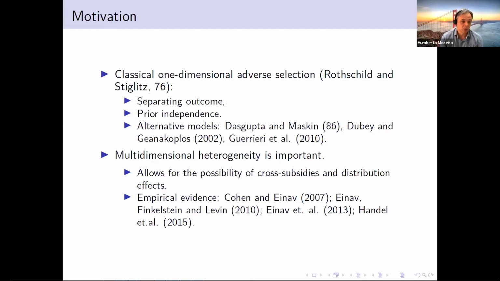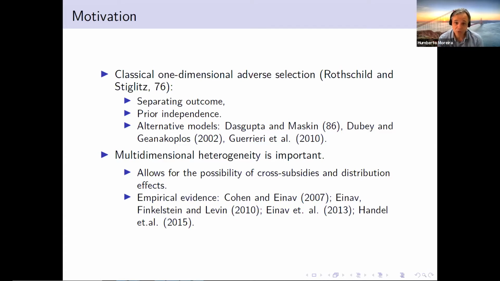The channel that is going to be explored in this paper is that this kind of multidimensionality is going to allow for the possibility of cross subsidies and distributional effects in the equilibrium, right? Which is not present in one-dimensional models.